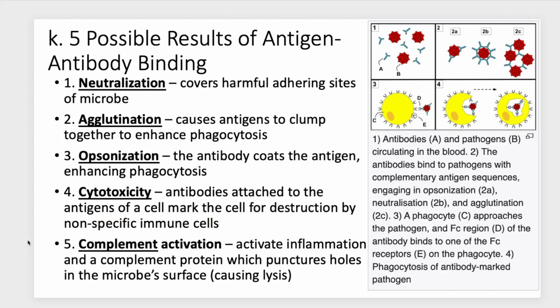And then complement activation. This activates inflammation and a complement protein, which punctures holes in the microbe surface, which can cause them to lyse. So we see both an immediate effect of the antibodies on the antigens and then a prolonged effect of enhancing the ability for other cells to come and actually destroy or phagocytize the microbes. So it can lyse them, neutralize them, clump them together, and also make them easier to be destroyed by other cells in the immune system.